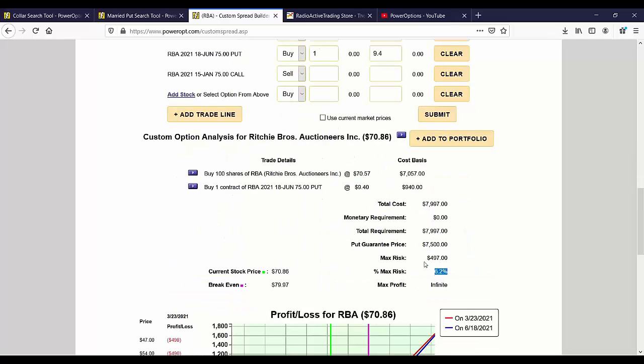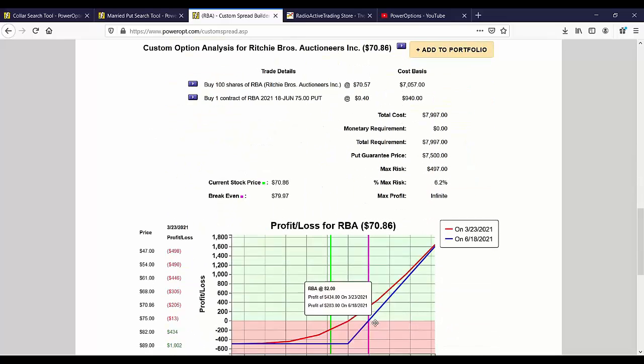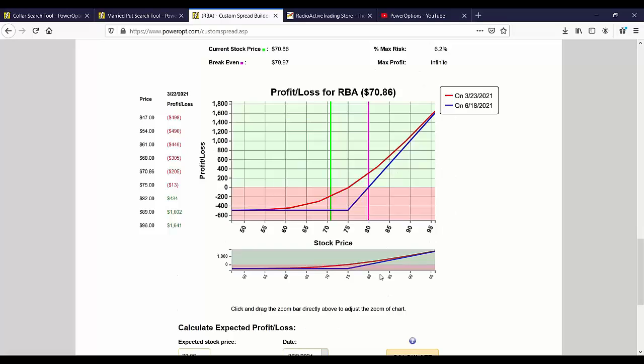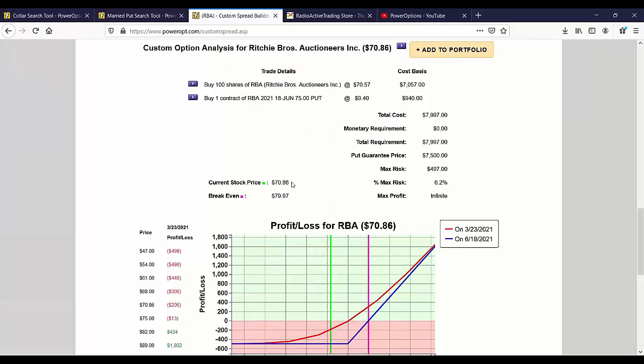Now remember, my initial at risk is 6.2%. We've got an infinite upside profit potential. And if I'm right, and the stock does move up 5% as I'm expecting in the next 20 to 40 days, we'll be at about 74.15, about 350 up from where we are now. I'm sorry, 74.30. Did that wrong. 74.30. We're going to call it 74.25. Let me jot that down.